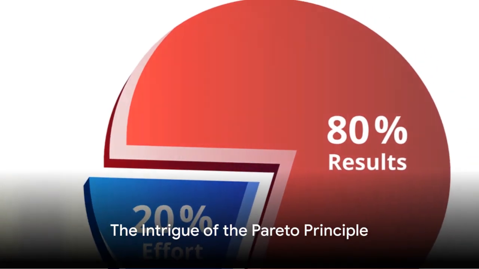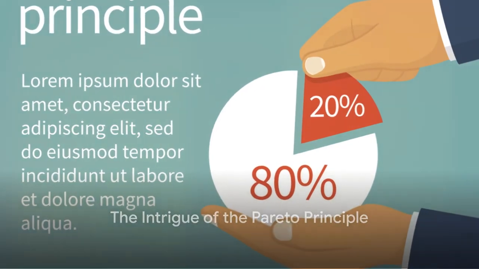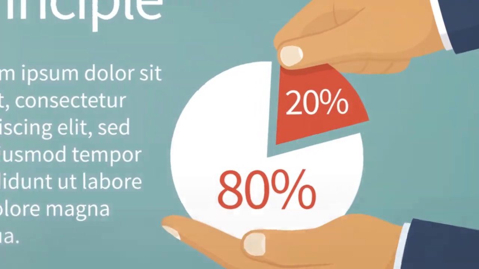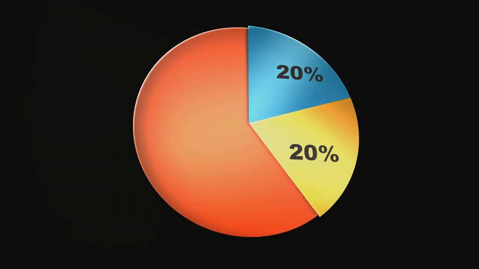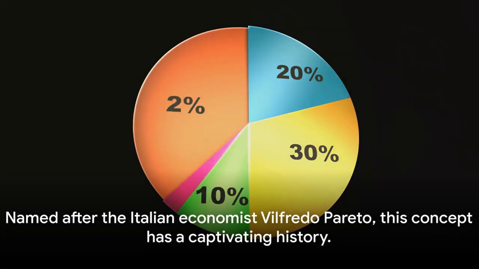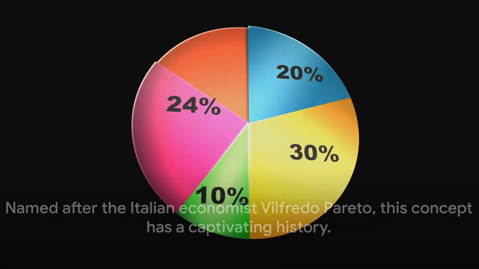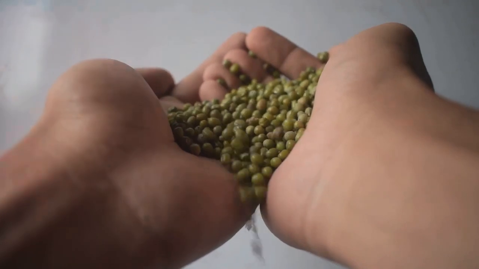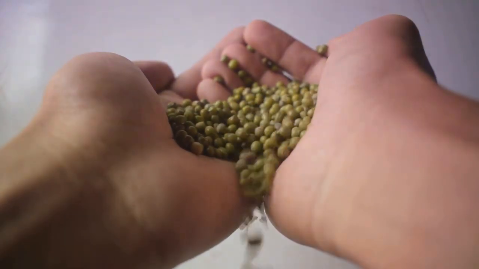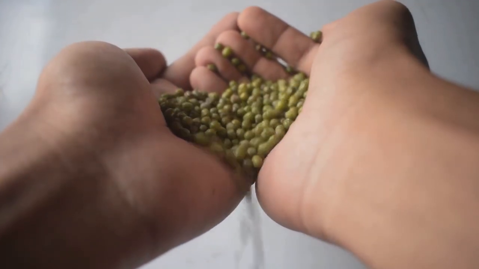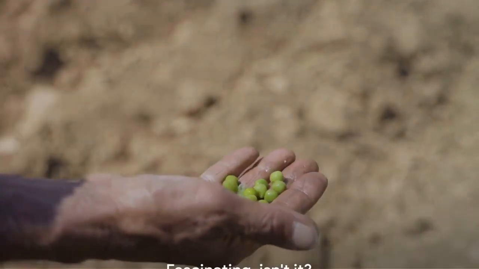Ever wondered why a mere 20% of your efforts yield 80% of your results? This is not mere coincidence, but a fascinating principle known as the Pareto Principle. Named after the Italian economist Vilfredo Pareto, this concept has a captivating history. Pareto first noticed this principle when he discovered that 20% of the pea pods in his garden were responsible for 80% of the peas. Fascinating, isn't it?